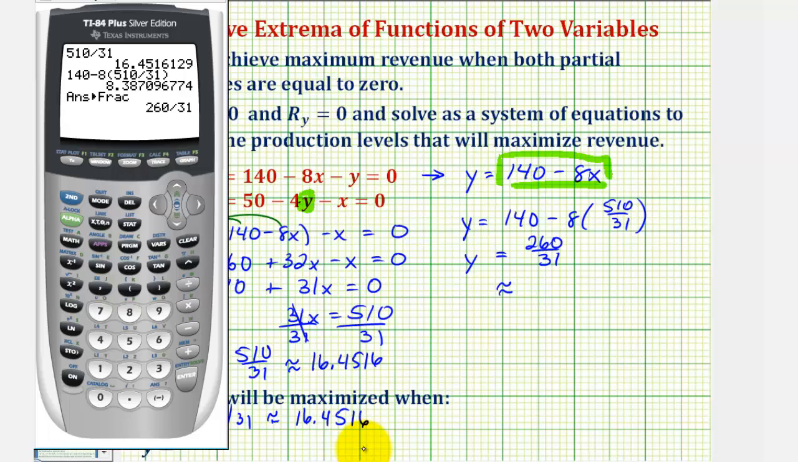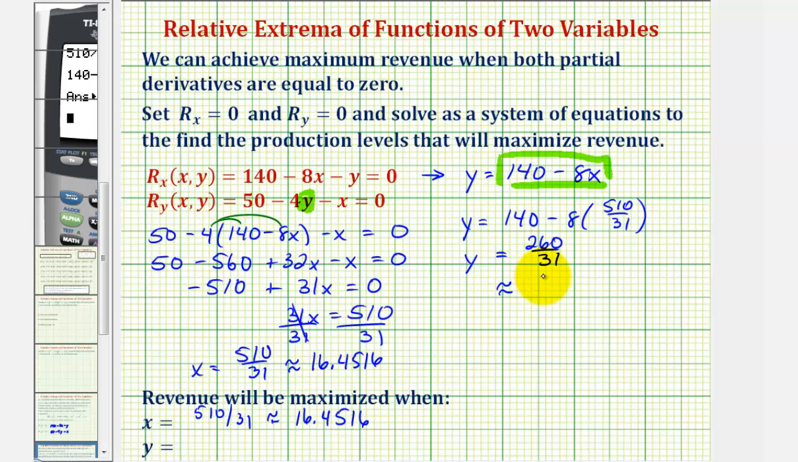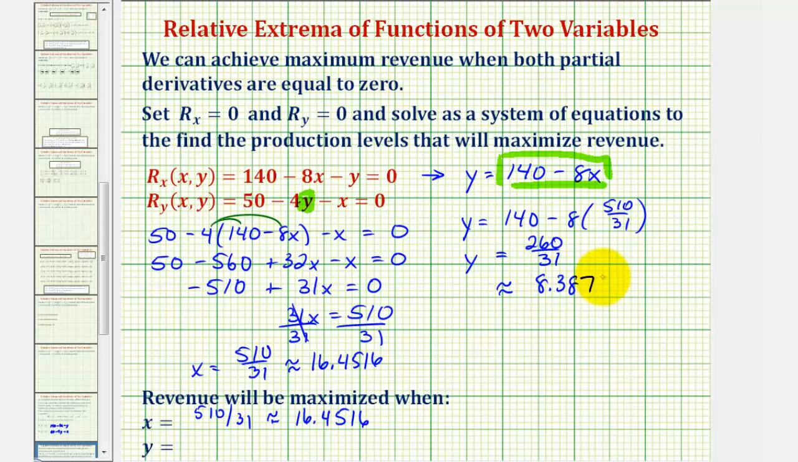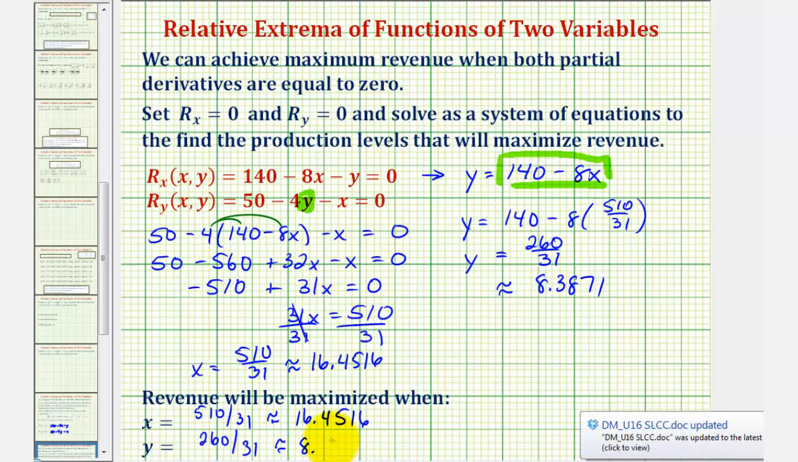Well, the decimal approximation to 4 decimal places would be approximately 8.3871. So again, the exact value would be 260 divided by 31. But to better understand this, it's approximately 8.3871. And again, these are the production levels in millions of MP3 players.